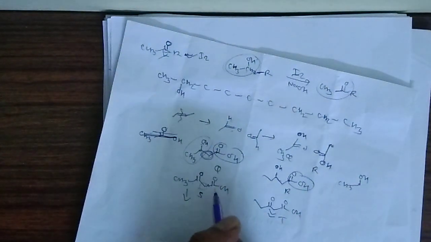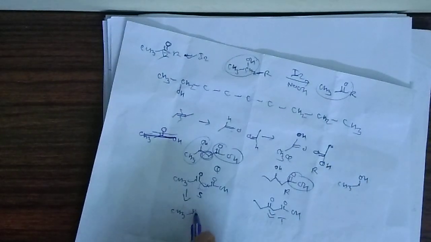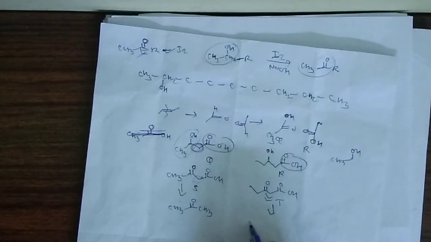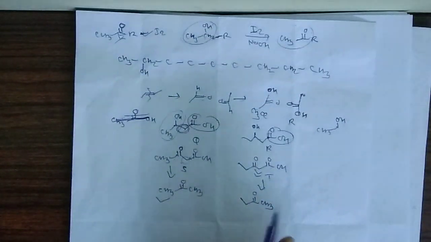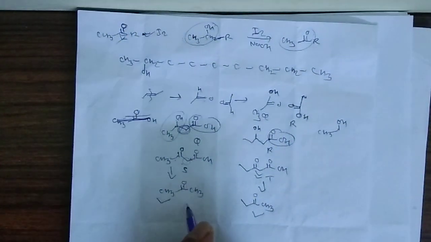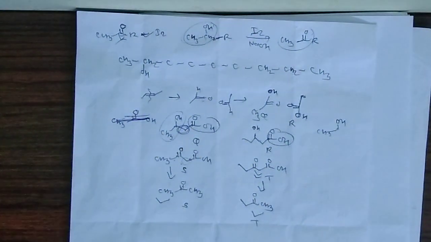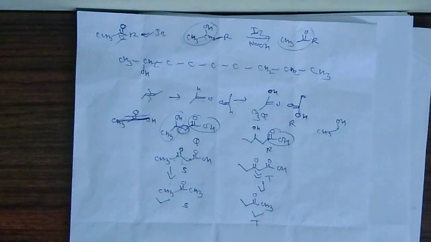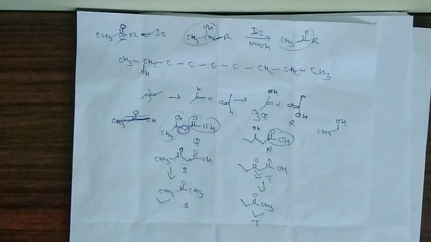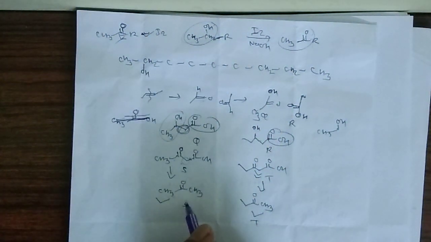Therefore after decarboxylation, CH3 double bond O CH3. Here also after decarboxylation, here CH3. Now you can see this gives positive iodoform test, and this will also give positive iodoform test. So this is our S and this is our T. Now from all this information, put this in here. So our S should be what?